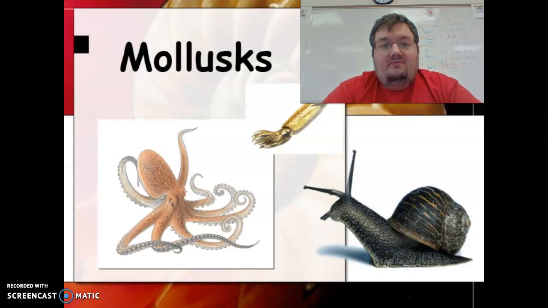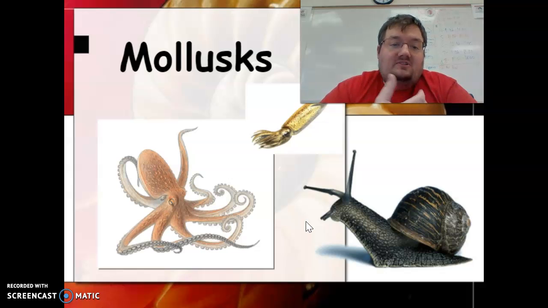All right, so now that we've wrapped up Cnidaria, let's go ahead and talk about mollusks. What you see on the screen here are some examples of mollusks. So octopus, you have a squid here, you have a snail, and these are all different types of mollusks, and we'll talk about the different classes of mollusks that belong to this phylum, which is called mollusks.